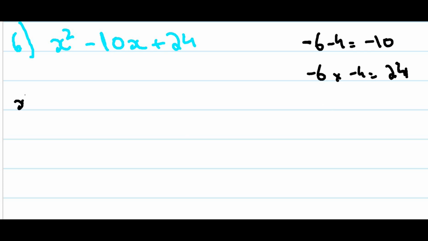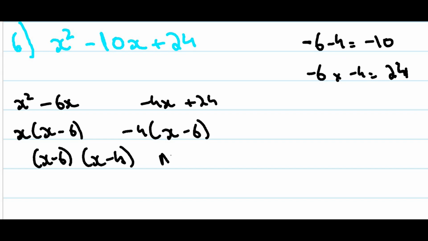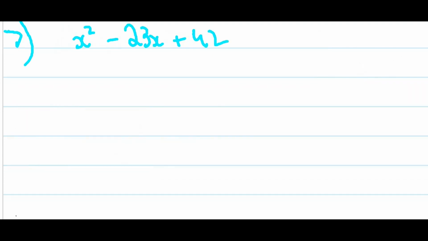Therefore, now you can write x squared minus 6x minus 4x plus 24. You can take x as common, and you will be left with x minus 6, and you can take minus 4 as common, and you will be left with x minus 6. Since x minus 6 is the common, we will write x minus 6, and the remainder is x minus 4, and hence you have solved your question.